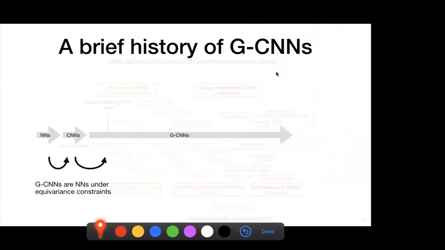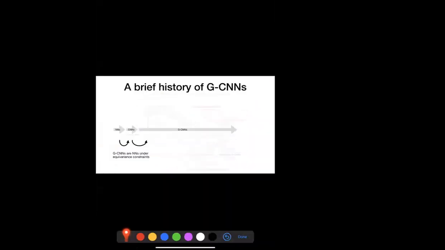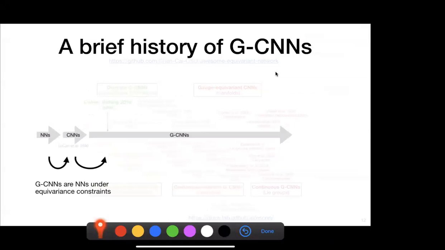That's an important point that I want to make, that GCNNs are really just neural networks with equivariance constraints to them. So in some sense, they're less expressive than plain neural networks, because a neural network can represent any function you want. But when you work with images, for example, you don't want the neural network to just mix up the pixel values, because then you lose structure. I mean, a neural network could, in principle, learn the same mapping from an input image to a cat label as a CNN would, but the CNN does this in a more efficient way.